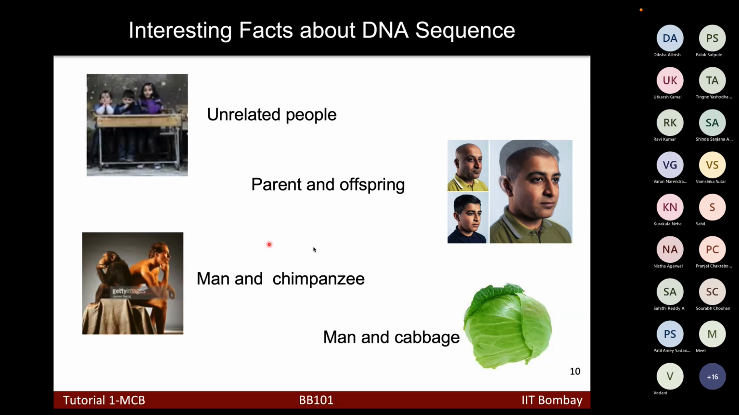Also, from an evolutionary perspective, we have evolved from monkeys or chimpanzees. A lot of our DNA sequence is similar to that of chimpanzees, and that is how scientists first discovered that yes, we did evolve from chimpanzees, and that's how we are related to them. And we even share some of our DNA sequence with something like cabbage, this vegetable. So the DNA sequence is very interesting, very fascinating: we share DNA with unrelated people, we share DNA with an animal like a chimpanzee, and we share DNA with something like cabbage also. So it's very unique and fascinating.